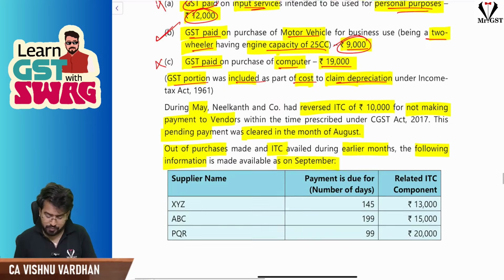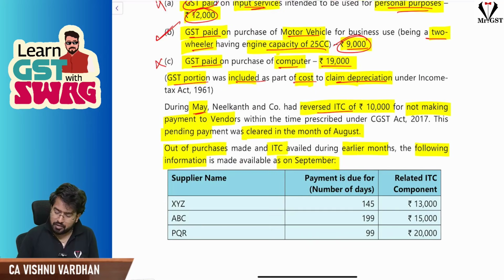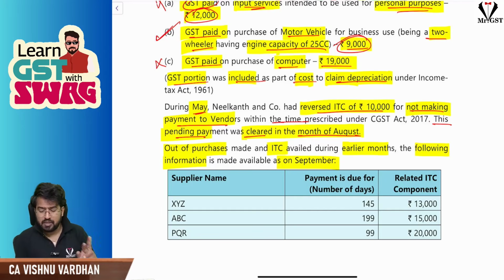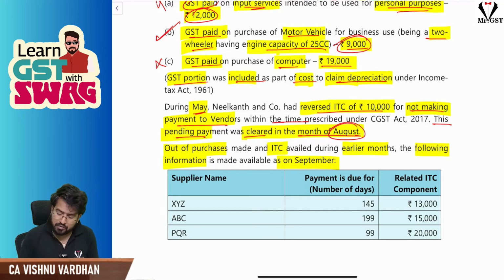The GST portion was included in cost and depreciation was claimed. Sorry, not eligible. During May, they reversed ITC of 10,000 for not making payment to vendors within the prescribed time, that is, the 180 days time limit. This pending payment was cleared in the month of August. That means they would have reversed this 10,000 ITC earlier. Now they can re-avail ITC. So in the month of August, they can take this 10,000 ITC.